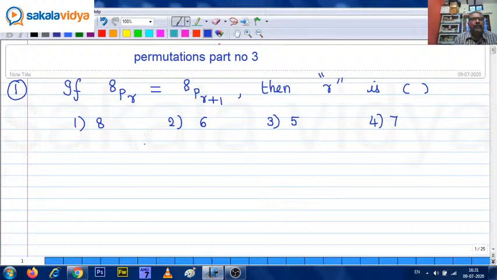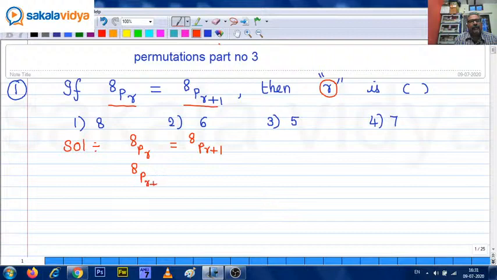So let us do it now. 8PR equals 8P(R+1). Then we need to find out R. This can be written as given: 8PR equals 8P(R+1). Take 8PR to this side, so we can write 8P(R+1) upon 8PR equals 1. We have one shortcut formula.